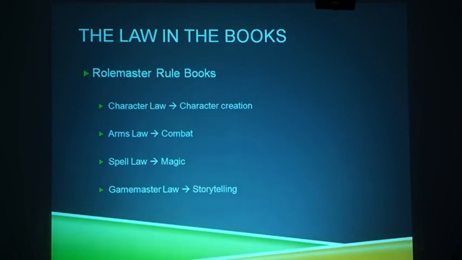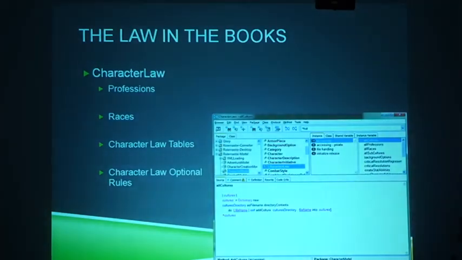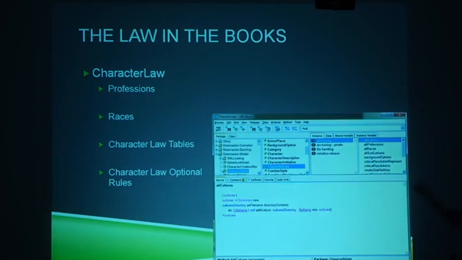So apart from that, I also told you that there are the rule books. Rolemaster has some core books, like Character Law for character creation, another for combat, for magic, and a book that helps in storytelling. So what I have is basically a class called Character Law, which handles the professions and the races. It has the tables that were previously in the book. It's now all modeled, and it's really been a great aid.